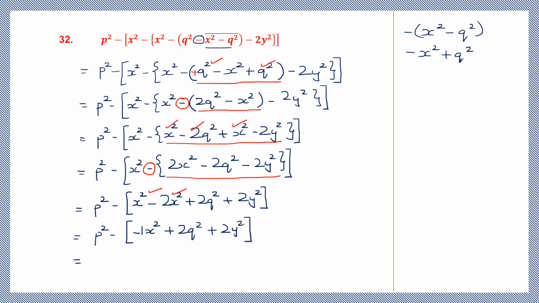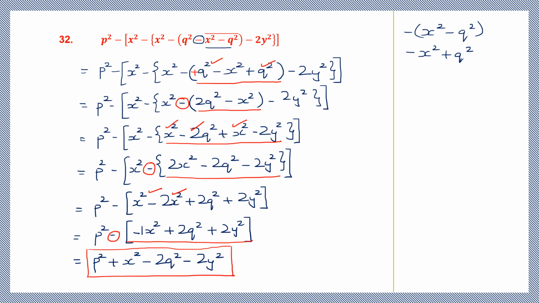Now we are going to open the square bracket. So before that, look at the sign before it. It's minus. So p square. Now change all the signs inside. Plus x square. So minus 1x square is minus x square. So that has become plus. Then minus 2q square and minus 2y square. So our final answer, we have it here. P square plus x square minus 2q square minus 2y square. And that is our final answer.